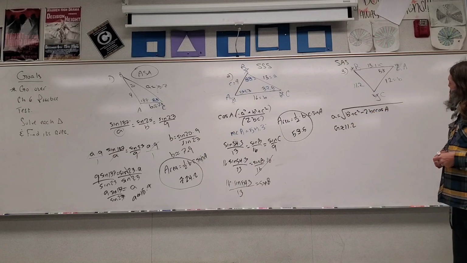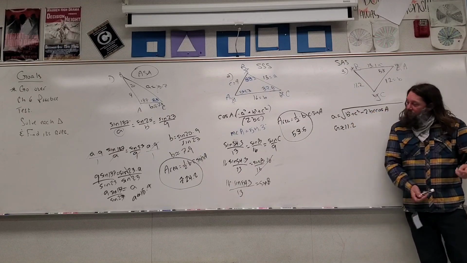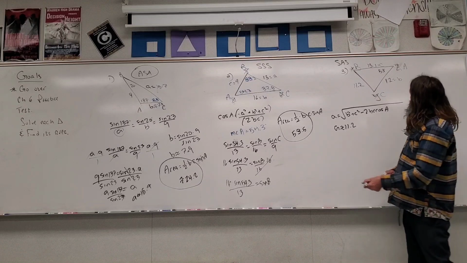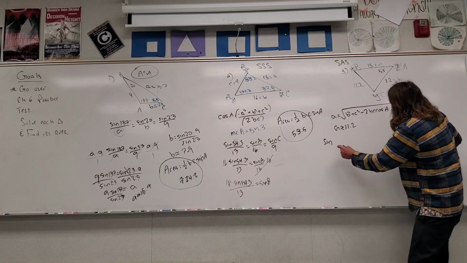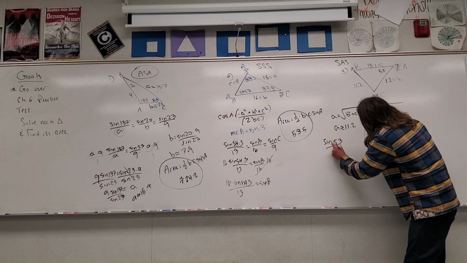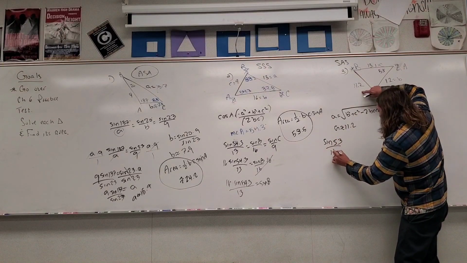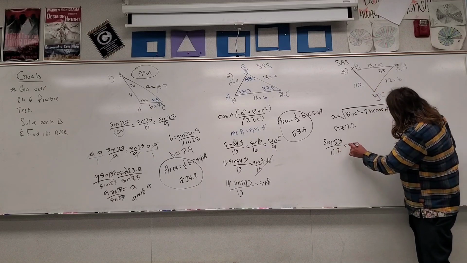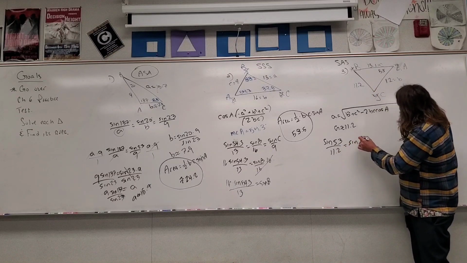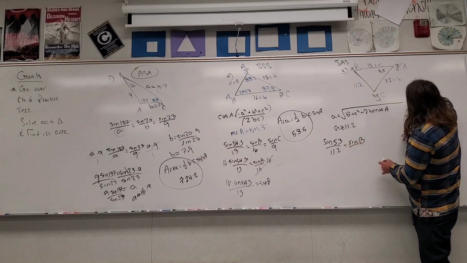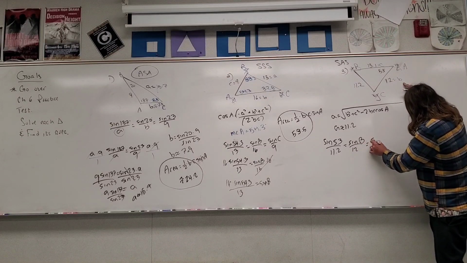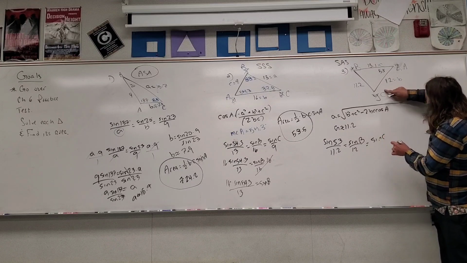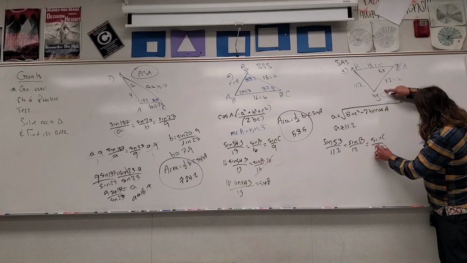Okay, so now we're into the law of sines, and let's write that out here. I have the sine of my angle A, which is 53 degrees, divided by its opposite length, and that's equal to the sine of angle B, which I do not know its measure, divided by its opposite length. And that's equal to the sine of angle C, which I do not know, divided by its opposite length.